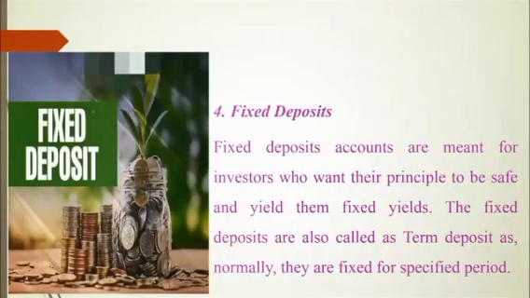The fourth one is fixed deposits. Fixed deposit accounts are meant for investors who want their principal to be safe and yield them fixed yields. The fixed deposits are also called term deposits as normally they are fixed for a specified period. That means they will deposit a particular amount for a particular period of time. So that is called fixed deposits.